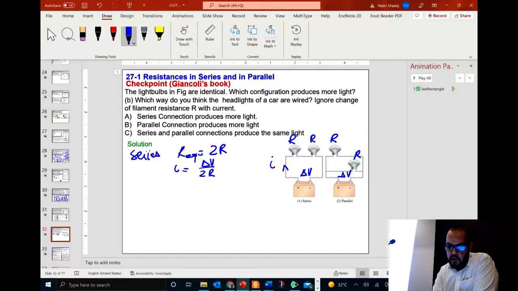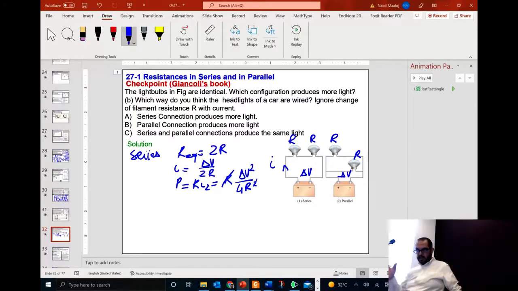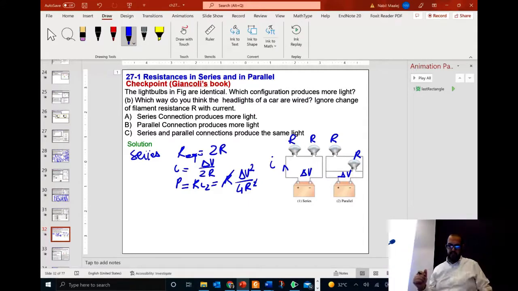Can I determine the power now through any of the lamps? Yes, because I have the current and the resistance, I can use power is R I squared. So that's R times delta V squared divided by 4R squared. This R will cancel with this R here, so it's delta V squared over 4R. This is how much power one lamp gets. Let's do the parallel combination.